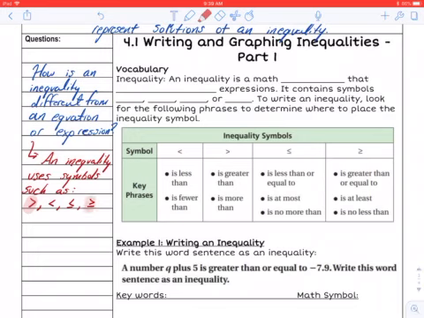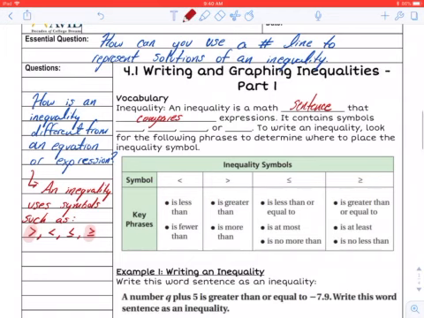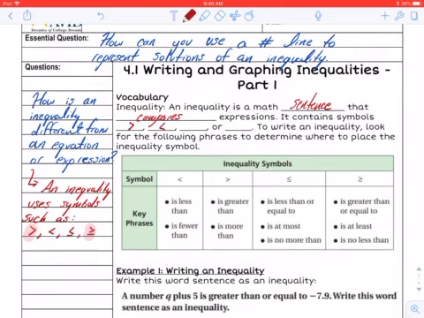So let's go ahead and start off with vocabulary. An inequality, we can define an inequality as a math sentence that compares expressions. It contains symbols, and the symbols are less than, greater than, less than or equal to, or greater than or equal to.